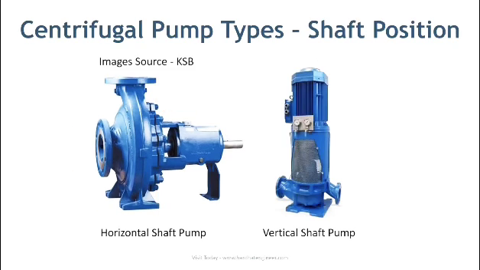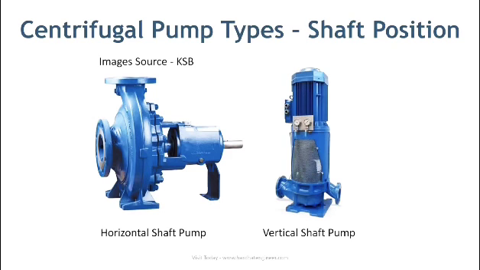Next is the type of centrifugal pump based on the vertical or horizontal shaft position. In the case of a vertical pump, the pump shaft is in a vertical direction and the pump is usually installed in the sump. This type of pump is used in limited space. Pumps in borewells and sump collection are some examples of this pump.